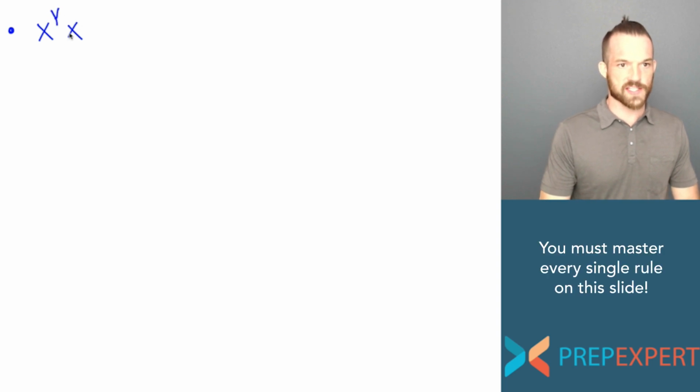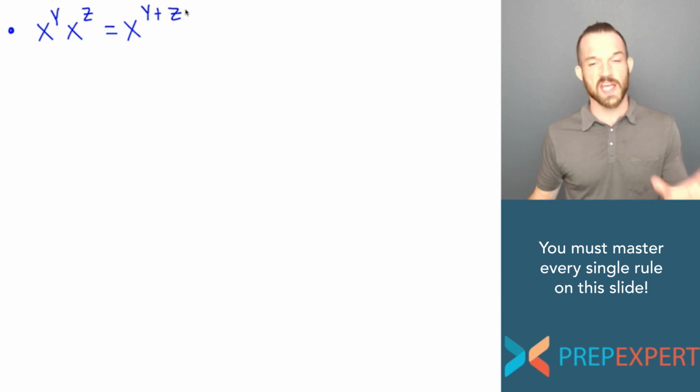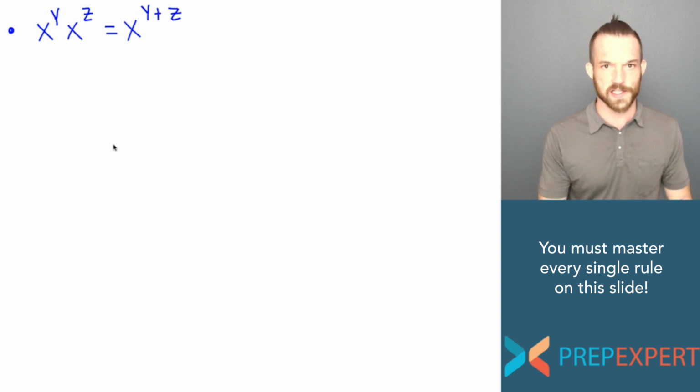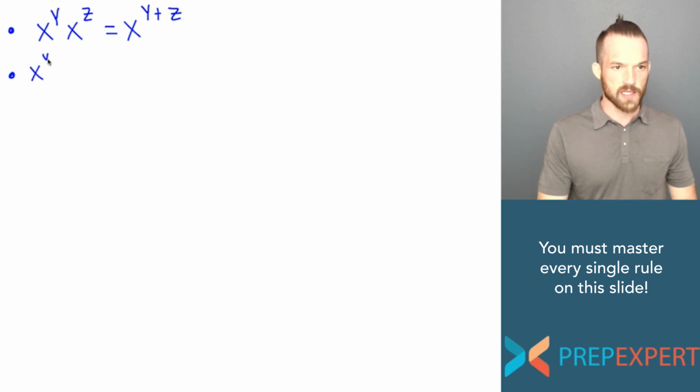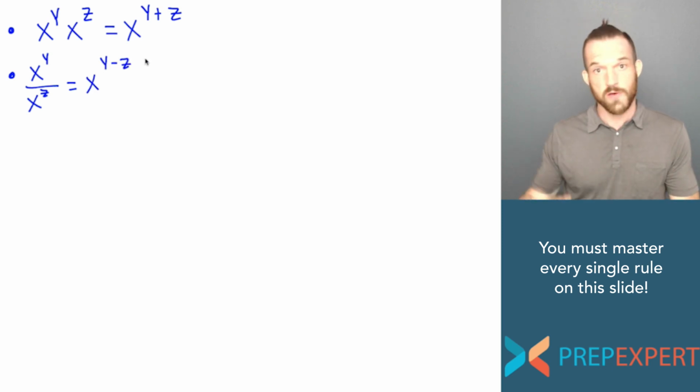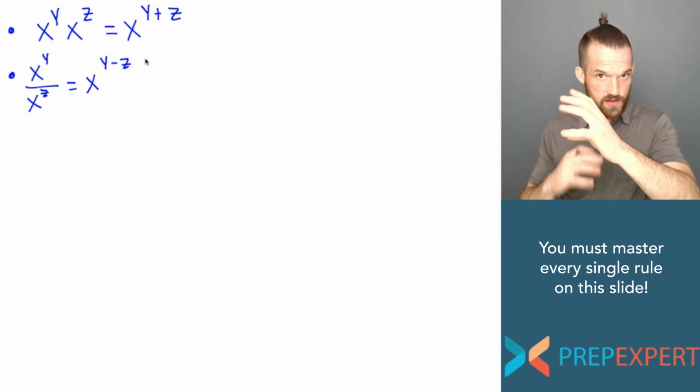So the first exponent rule that I think is really important is this. X to the y times x to the z is equal to x to the y plus z. So if you have the same base with different exponents and those numbers are multiplied by each other, then you just add the exponents together. And kind of the inverse of that is this one. X to the y over x to the z equals x to the y minus z. So if you have the same base with different exponents and one's divided by the other, then you just subtract those exponents.